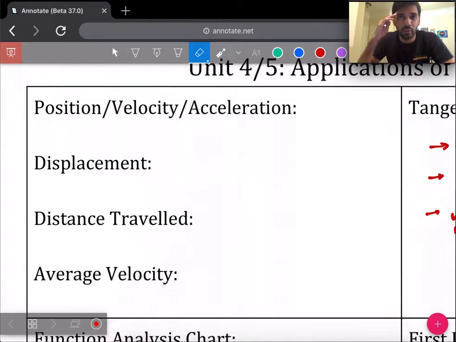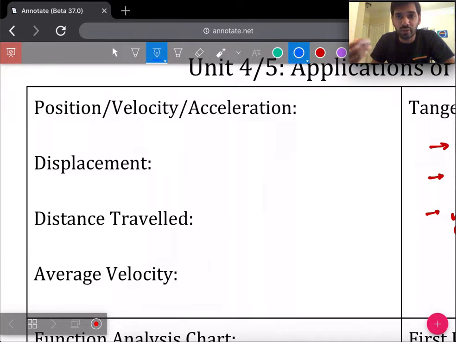Unit 4 and 5 are all about the applications of derivatives. The previous study guide was just about how to take the derivative, and now this study guide is about how you use the derivative. There's many different ways we can use the derivative. So this first box talks about position, velocity, and acceleration. This is one of the most basic applications of the first derivative and the second derivative.